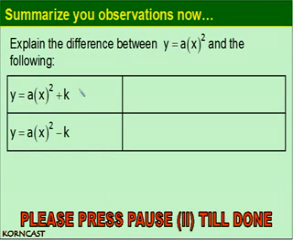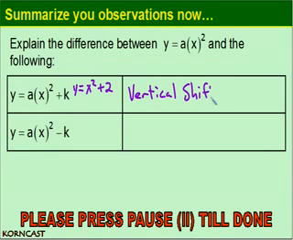Now an example of this first equation would be y equals x squared plus 2. So what happens to our graph when we add a value to our squared term? Well, you probably noticed that it would shift our graph up 2. So we would get a vertical shift up, whatever that k value is.